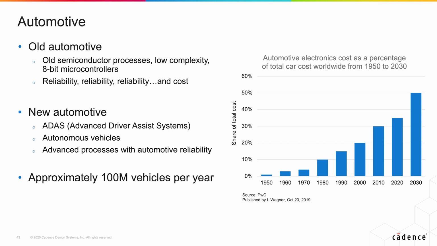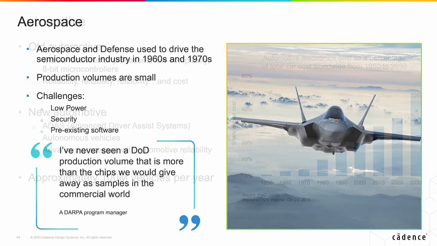There are about 100 million vehicles a year designed. You can see the ramp over on the right. And that's actually not the number of vehicles, that's the percentage of the cost of a car that is actually in the electronics, and it's forecast to be 50% by 2030.